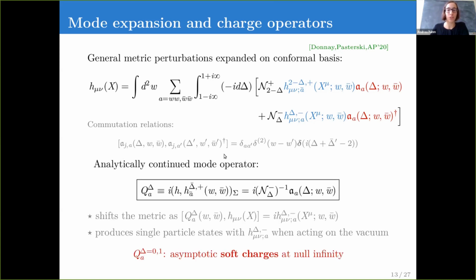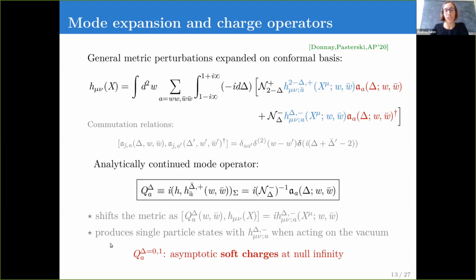Now I would like to introduce a mode operator Q delta with respect to a suitable inner product, which is denoted by these round brackets here, and evaluate it on some Cauchy slice sigma. This mode operator has the property that it shifts the metric according to this expression. And when acting with it on the vacuum, it produces single particle states with this profile H delta.